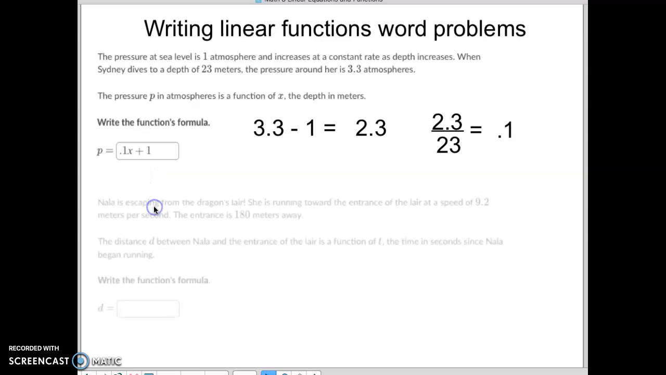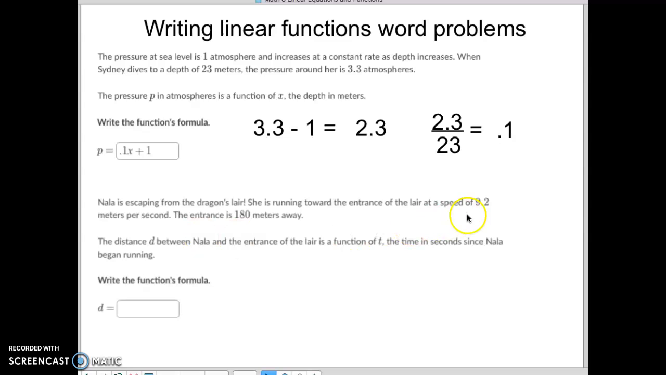Let's do one more. Nayla is escaping from a dragon's lair. She's running towards the entrance at a speed of 9.2 meters per second. So right there, they gave us the unit rate. The entrance is 180 meters away, so they're also giving us the y. We don't have to do any calculations on this. They're giving it to us. So our unit speed is 9.2.